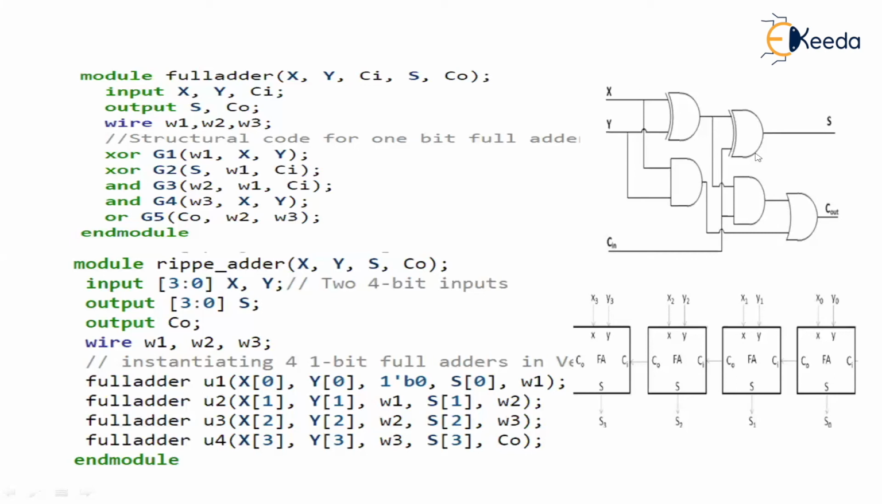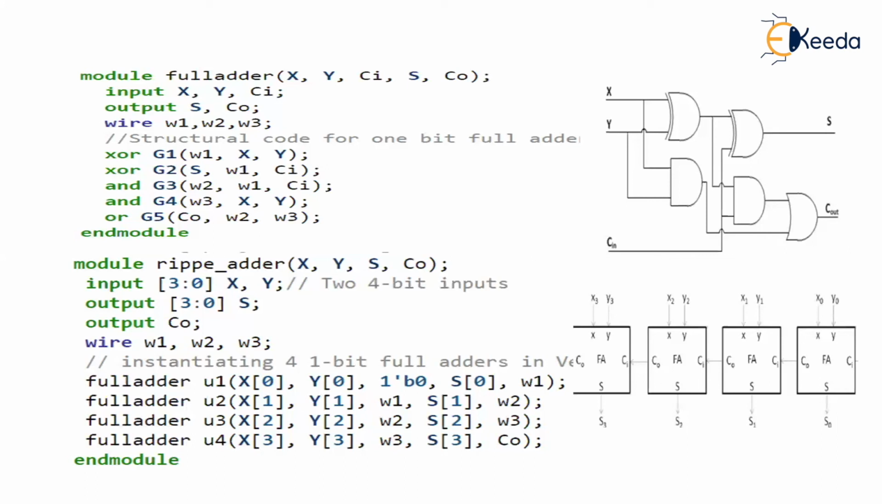Now I am going to write a 4-bit ripple carry adder. The input must be 3 down to 0, X comma Y. The output will also be 3 down to 0, S, and the output is C out. Now we are going to instantiate four 1-bit full adders. I am calling the full adder program, so my main program is a ripple adder. In that program I am calling the module named full adder, and the name of that instance I give as per my wish.